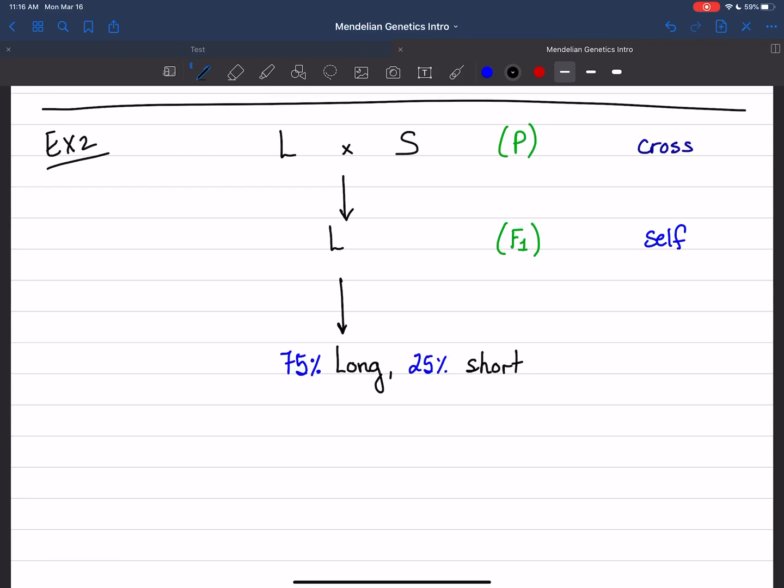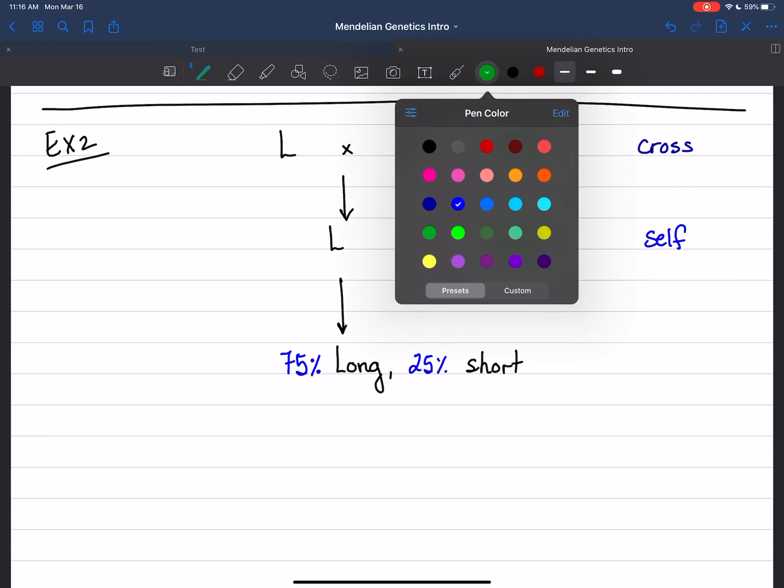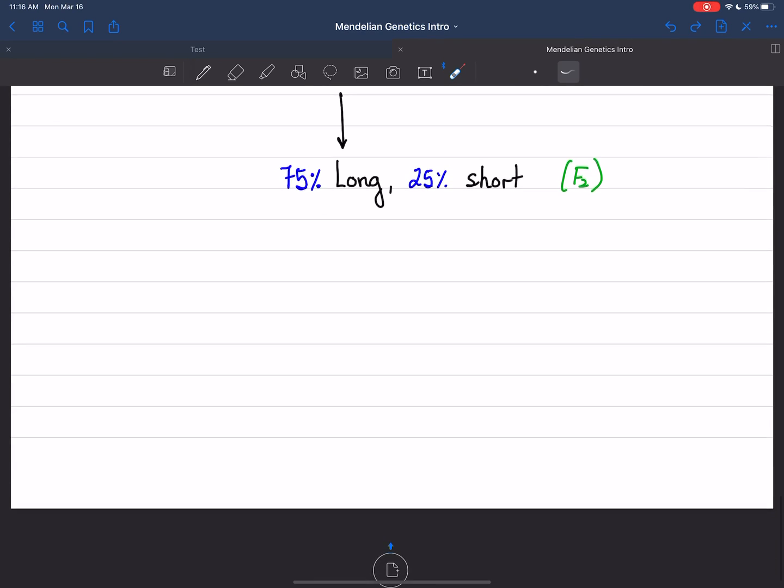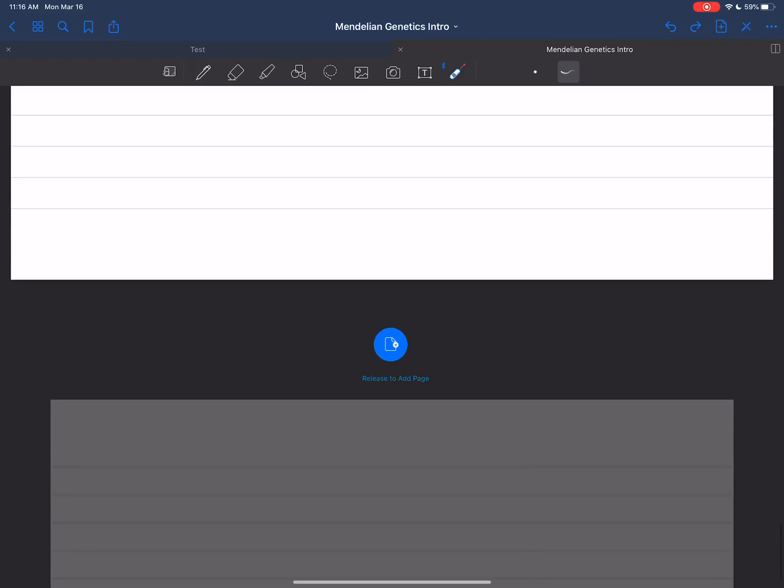Okay. So Mendel started thinking, okay, I can see that my F2 generation would have some long and some short. But the question that he was asking is, where did the short go here? I see it here, but I don't see any short in the first filial generation. So what happened to that? So he proposed 2 ideas. Okay.